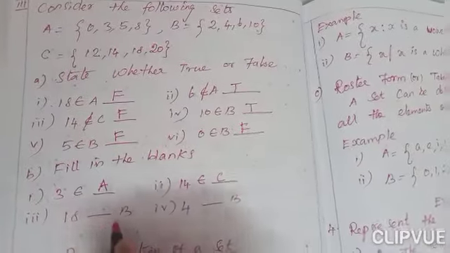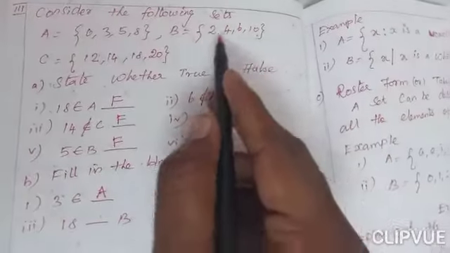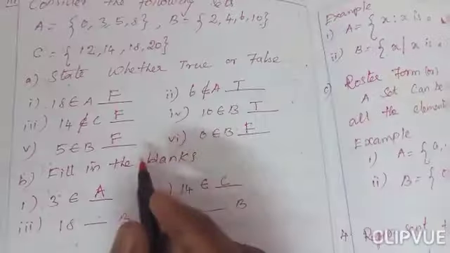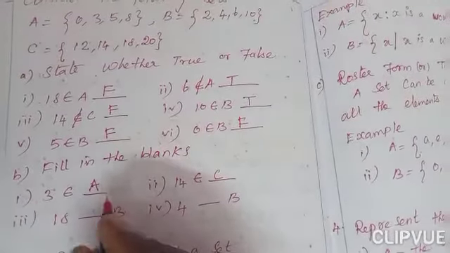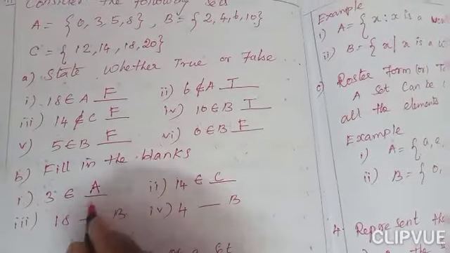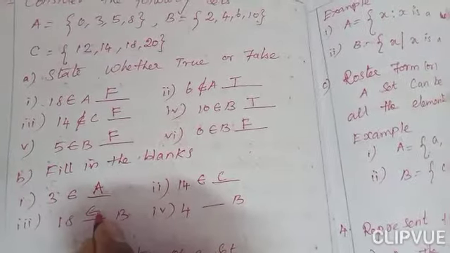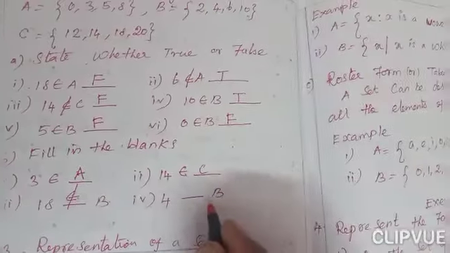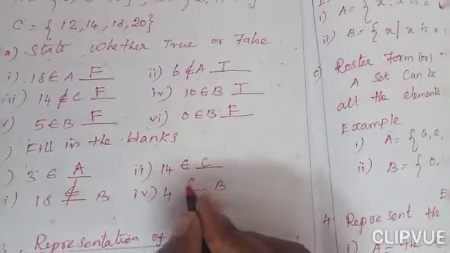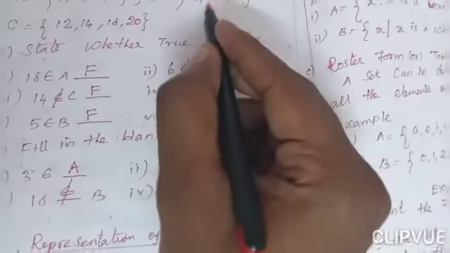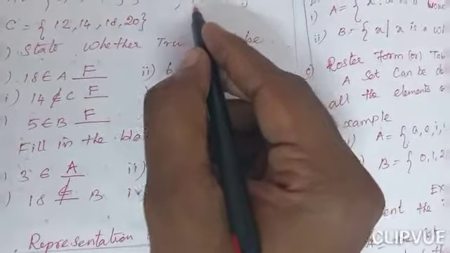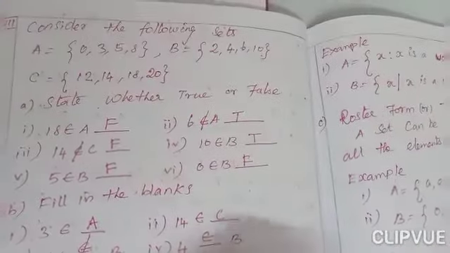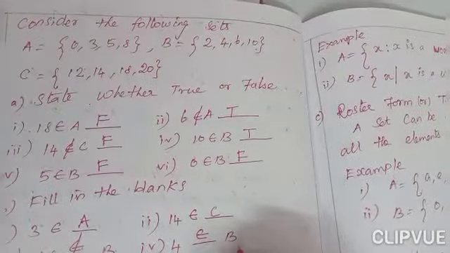18 dash B. Look here. 18 belongs or does not belong? There is no element 18 in the set B. That means 18 does not belong to set B. 4 belongs to B. Yes. In the set B, element 4 is there. That means we write 4 belongs to set B.